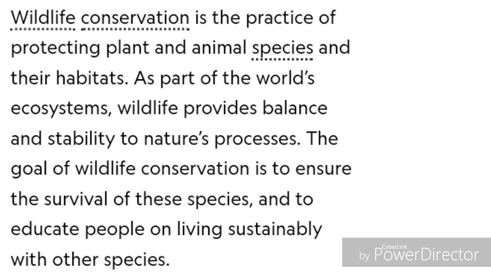Wildlife conservation is the practice of protecting plant and animal species and their habitats. As part of the world's ecosystems, wildlife provides balance and stability to nature's processes. The goal of wildlife conservation is to ensure the survival of these species and to educate people on living sustainably with other species. Living sustainably means utilizing the natural resources in a judicious manner without wasting them and without causing any harm to the environment.